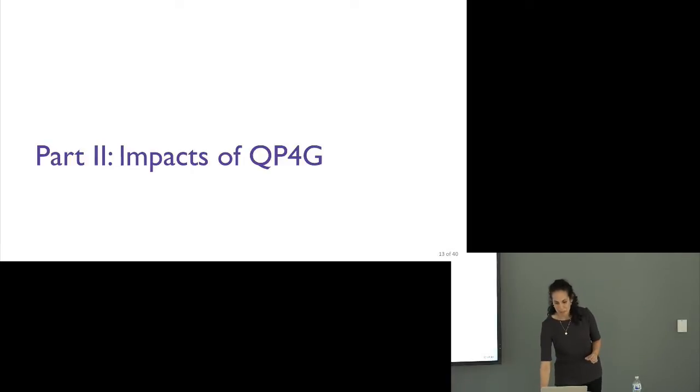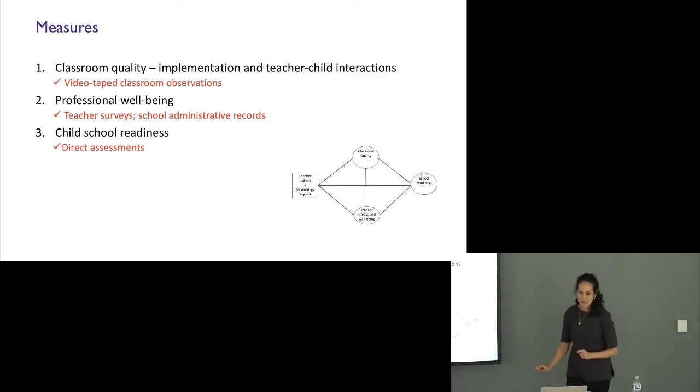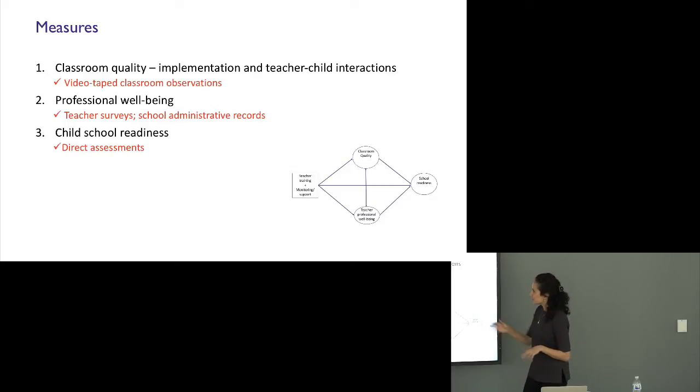Okay, so let me tell you what we found. We collected a lot of data. I'm presenting some of it to you today because these were our key primary research questions. If you think about the theory of change, we were really interested in classroom quality, which was defined as the nature of teacher-child interaction.